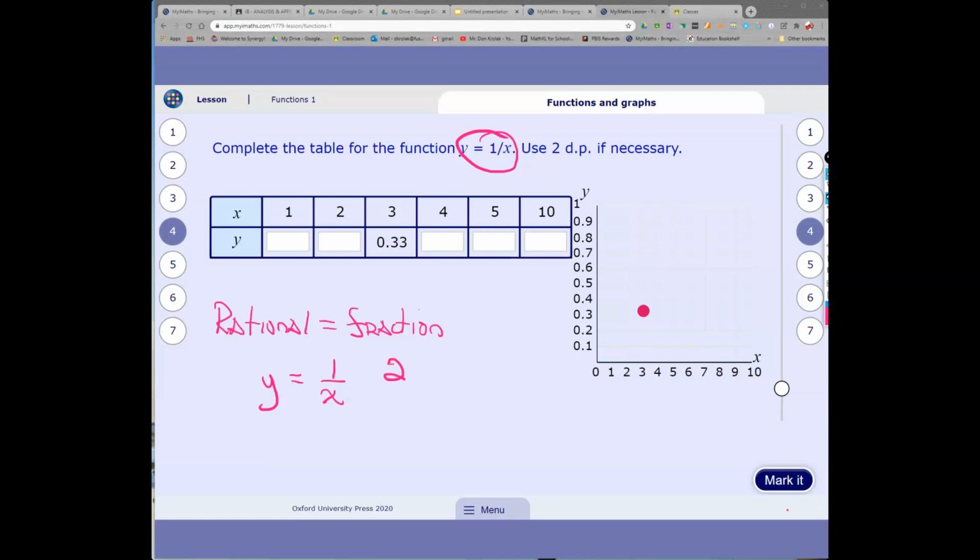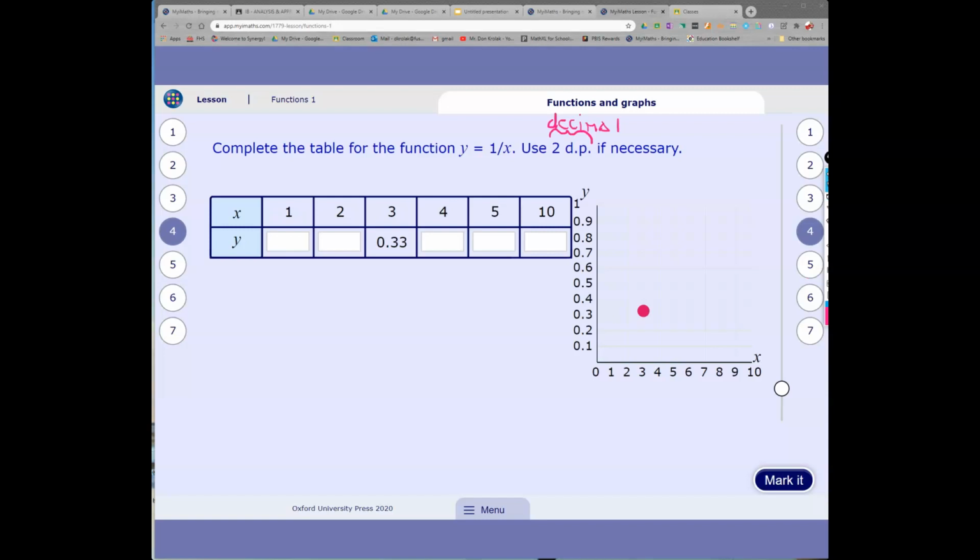So these are all different types of rational functions. I could have anything I want. Okay, I could have variables on the top and the bottom. These are all different types of rational functions. Quadratic on the top, all different types of rational. They're fractions. Your function is an actual fraction. All right, now it says use 2dp if necessary. All that means is decimal places.